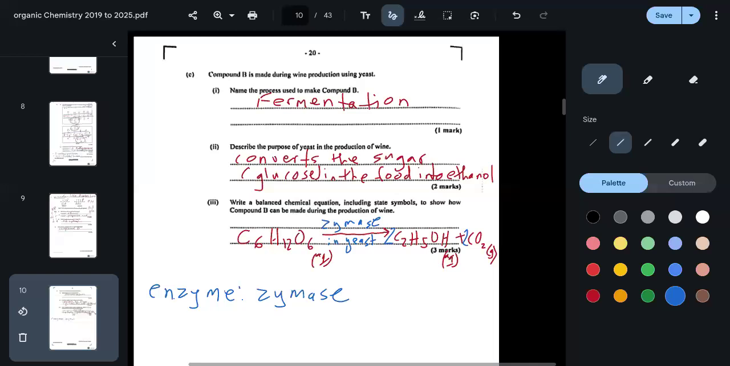I'm plugging this laptop. I will send you another page with the basics of the fermentation. But the most important part is you have to remember the enzyme, the equation, and the fact that we use yeast. Right. So that's that part.